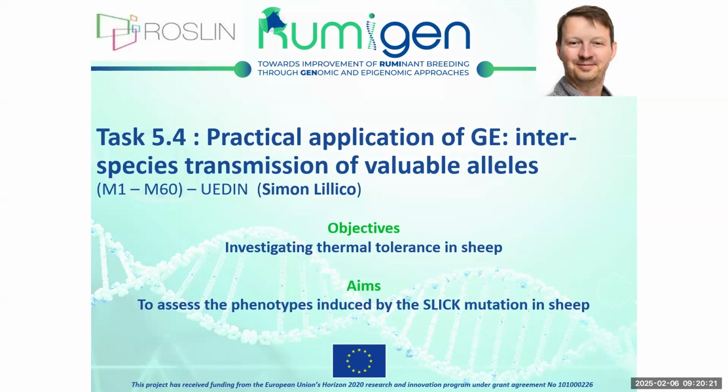The second example that I want to present is a project that has been done at the Roslin Institute by Simon Lillico. It's a practical application of an interspecies transmission of the SLICK mutation. It is to investigate thermal tolerance in sheep and to assess the phenotype induced by this mutation in a species other than bovine, so in sheep.